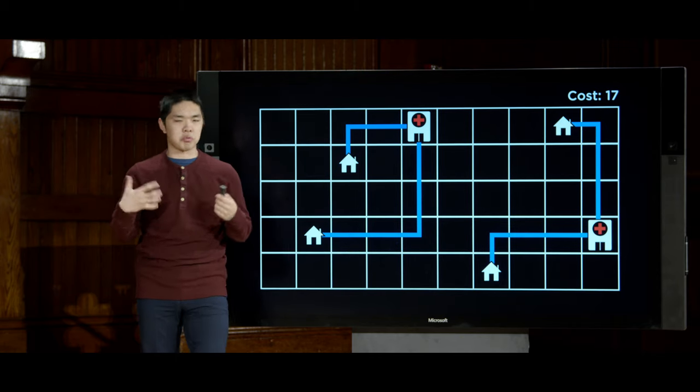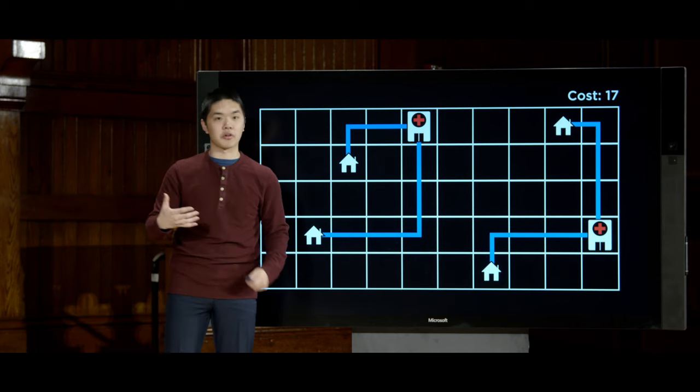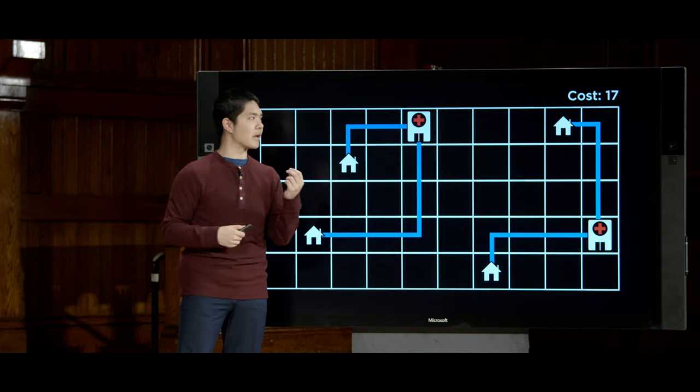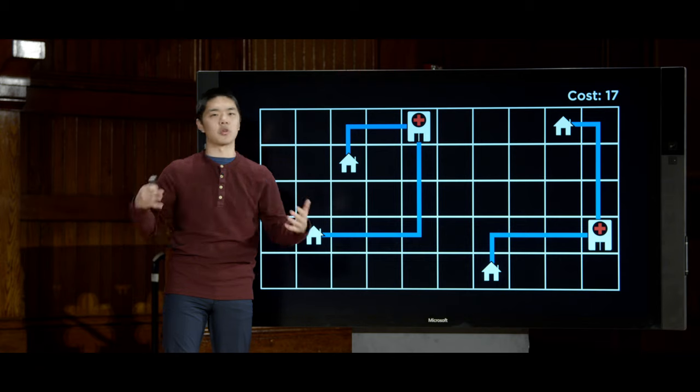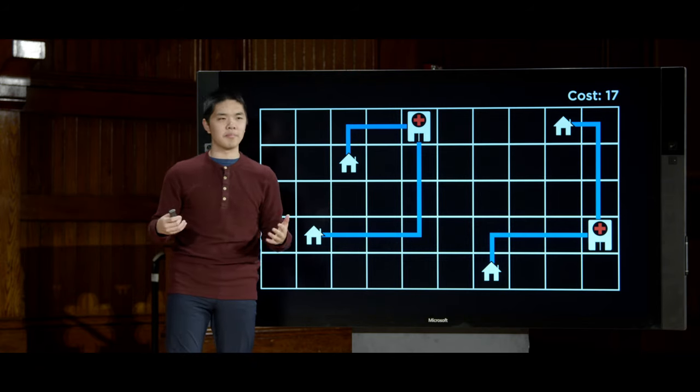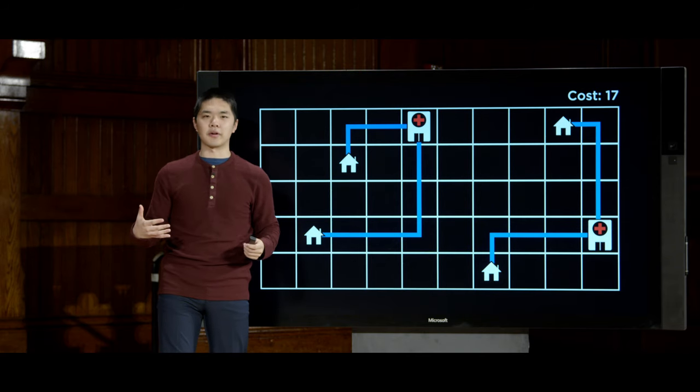And the goal of this problem, now that we would like to apply a search algorithm to figure out, is: can you solve this problem to find a way to minimize that cost, minimize the total amount if you sum up all of the distances from all the houses to the nearest hospital? How can we minimize that final value?